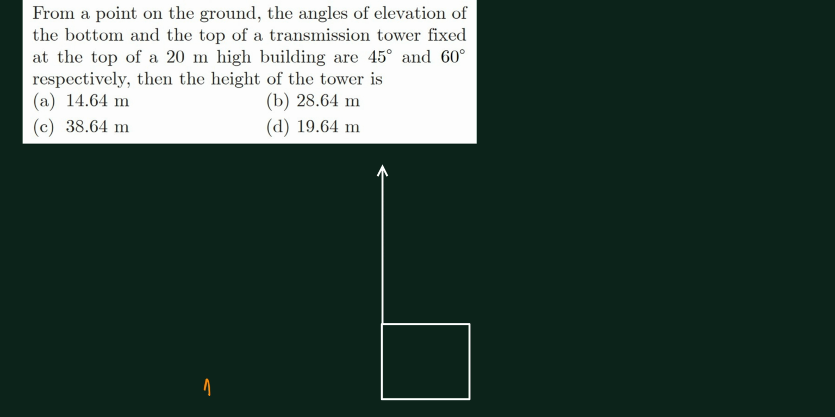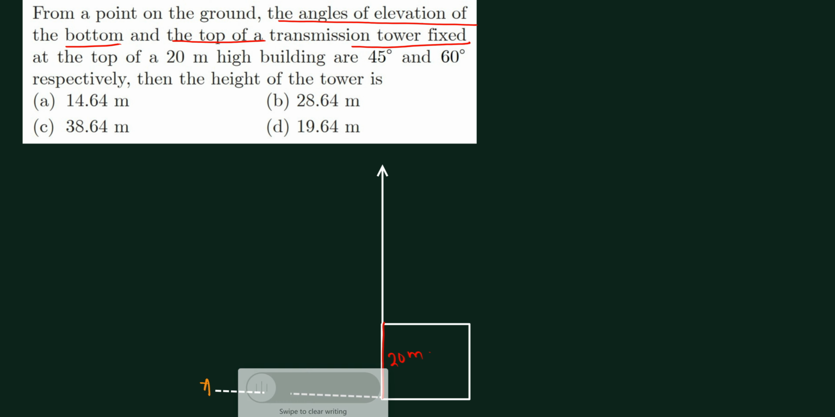Let us say this point is A. From this point you are observing this tower height. From this point A, you observe the top of the tower with the angle of elevation 45 degrees and 60 degrees. You see here. Read this question. The angles of elevation of the bottom and the top of a transmission tower fixed at the top of a 20-meter high building. What is the height of the building? So this height is how much? 20 meter. Okay. So this height is 20 meters.